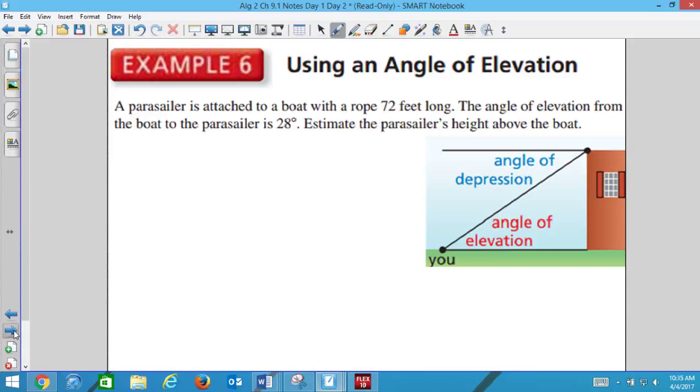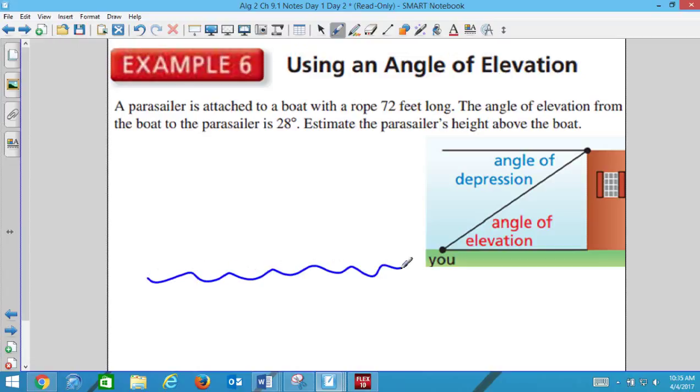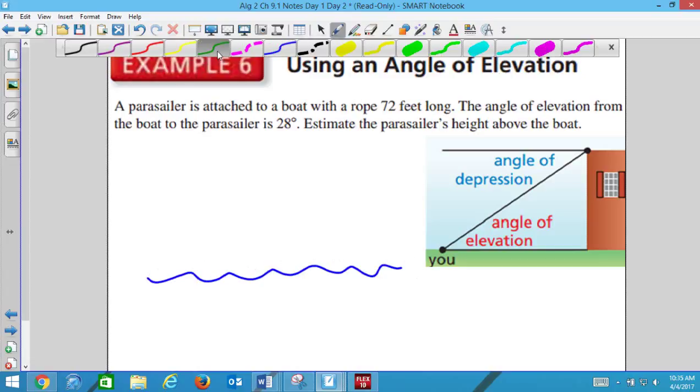All right, so a parasailer is attached to a boat with a rope 72 feet long. The angle of elevation from the boat to the parasailer is 28 degrees. Estimate the parasailer's height above the boat. All right, you ever seen parasailing? Yeah. It's over the water. It's a line. Okay. And then we have a boat.